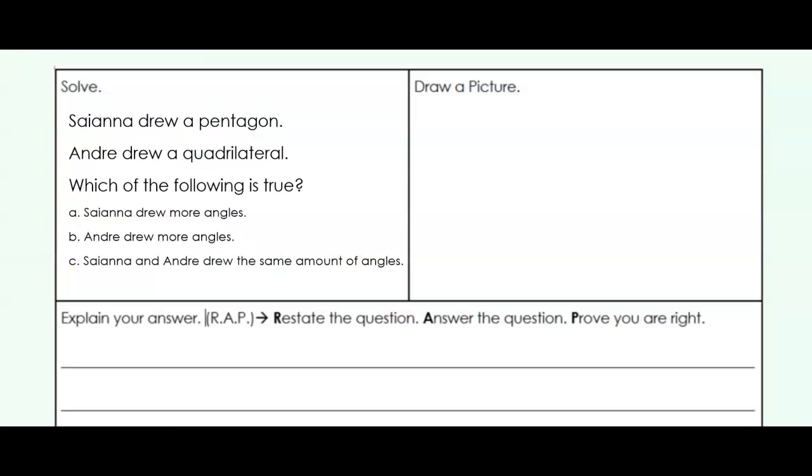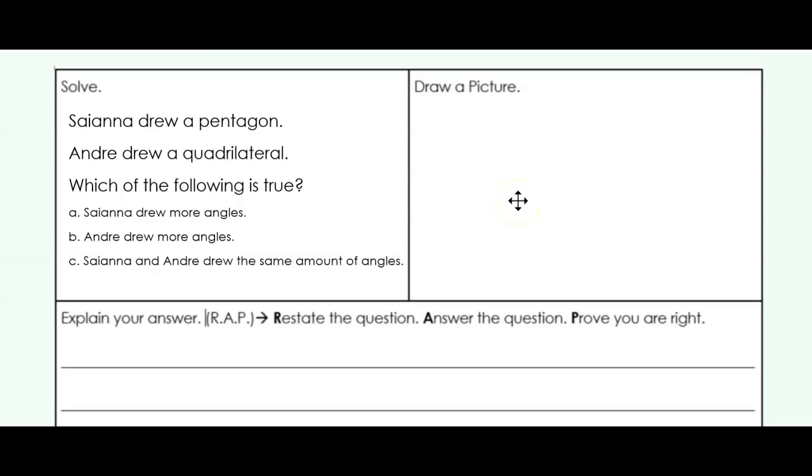Let's continue. Today's problem says, Sayana drew a pentagon. Andre drew a quadrilateral. Which of the following is true? A, Sayana drew more angles. B, Andre drew more angles. Or C, Sayana and Andre drew the same amount of angles.